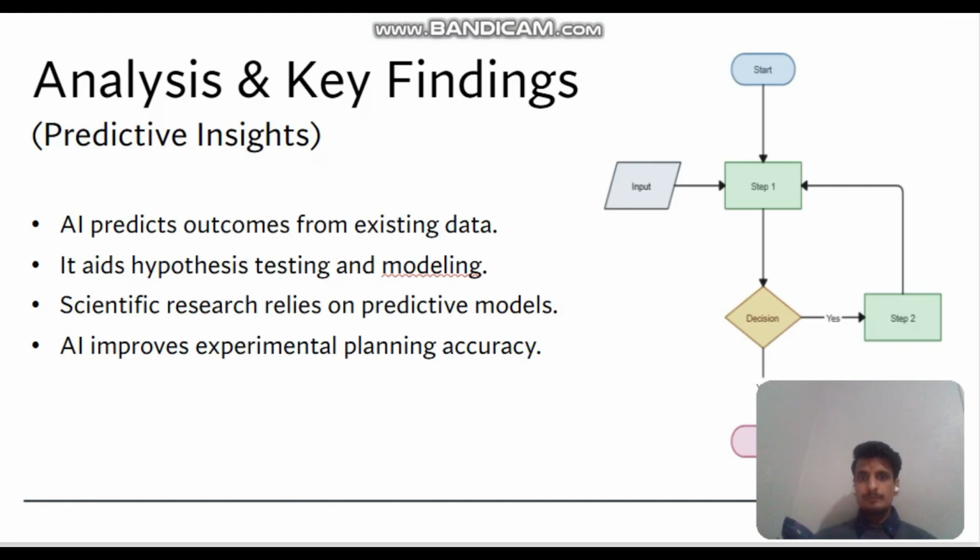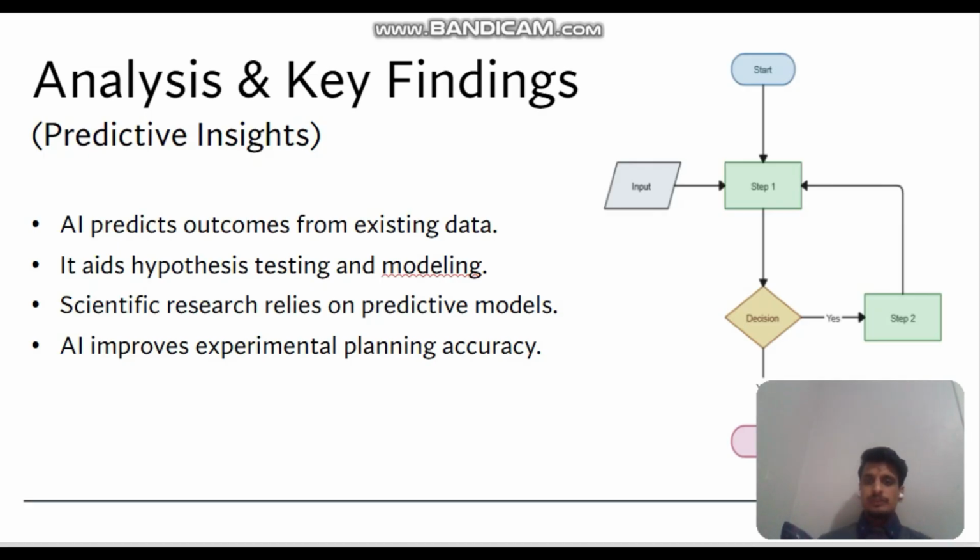So the next one is predictive insights. AI predicts outcomes from existing data. Like if you give data to AI, the AI will read your data, predict the outcome and give it to you. It aids hypothesis testing and modeling. Like AI checks if your idea makes sense using data.